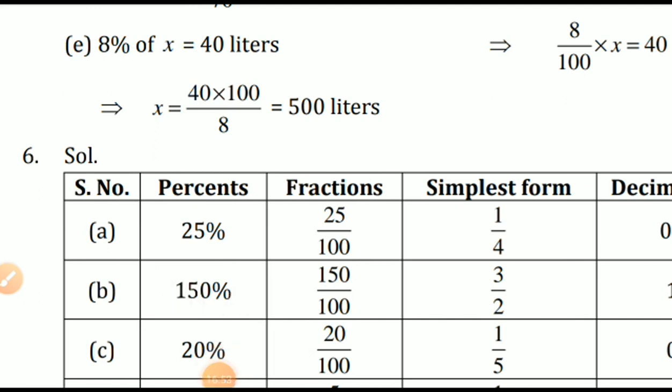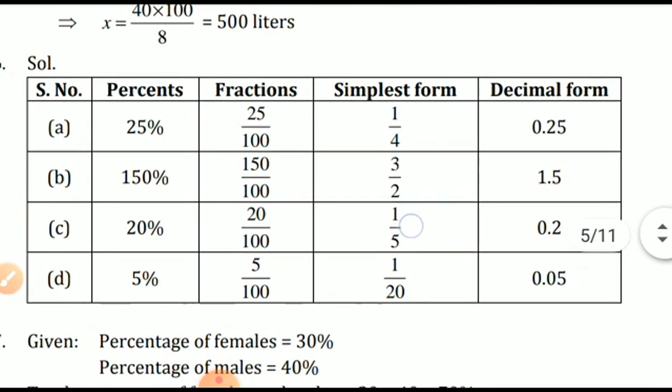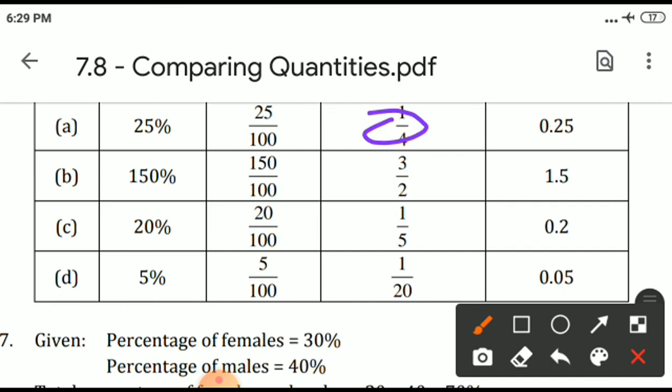Percentages are given. We should write them in simplest form and decimal form. A, B, C, D. Percentage is given. We are trying to write in simplest form as well as decimal form. Yes, first is 25 percent, removing the percent sign, divided by 100. 25 divided by 100 will give us 1 upon 4. That means 1 upon 4 and 0.25 are the simplest fraction and decimal.